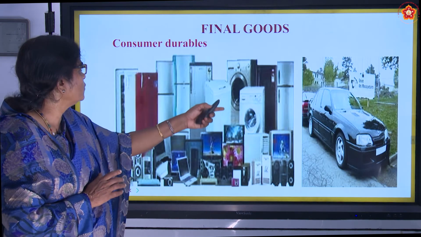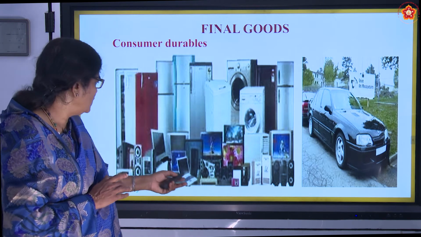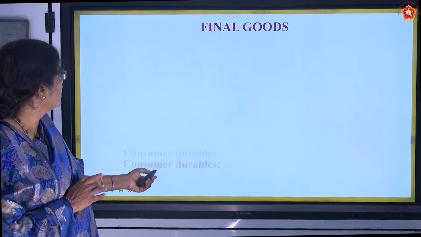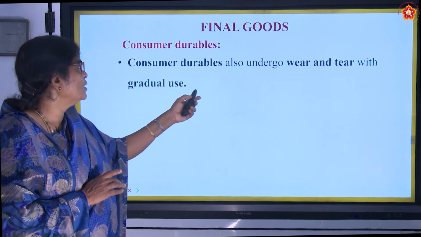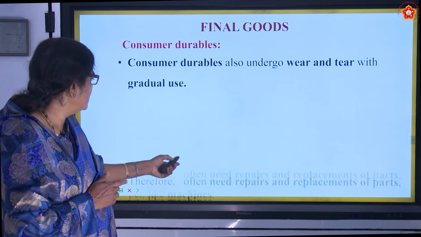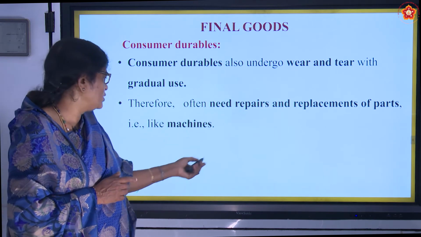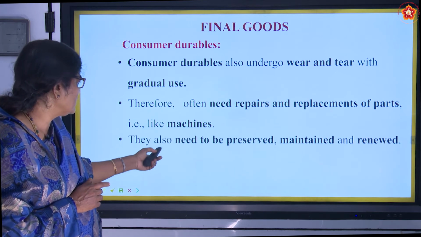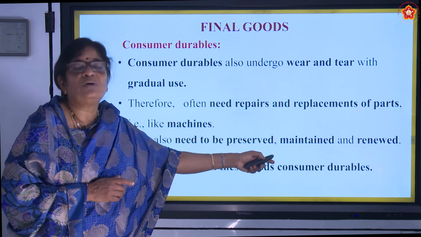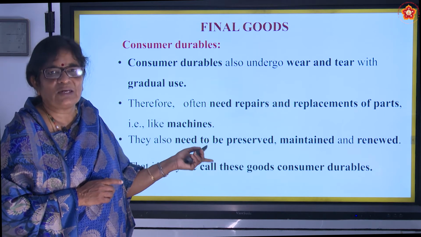And these are the consumer durables: cars, washing machines, refrigerators, computers, TV sets, etc. in this diagram. I hope you understood. And consumer durables also undergo wear and tear. TV we repair, computer we repair, washing machine we repair. Why do we repair? Because they wear and tear and burn out, and sometimes we need replacement of parts. For example, machines and cars also need to be preserved and maintained to be utilized for a long term. That is what these goods are called, consumer durables. This question used to be asked in the exam. Explain consumer durables. I hope you understood.